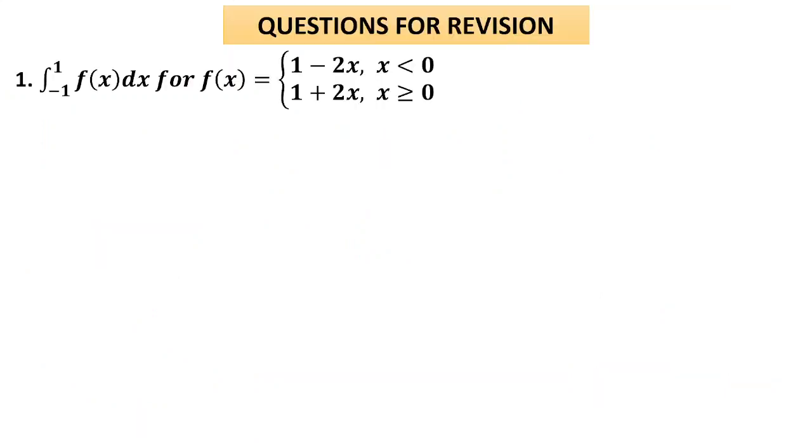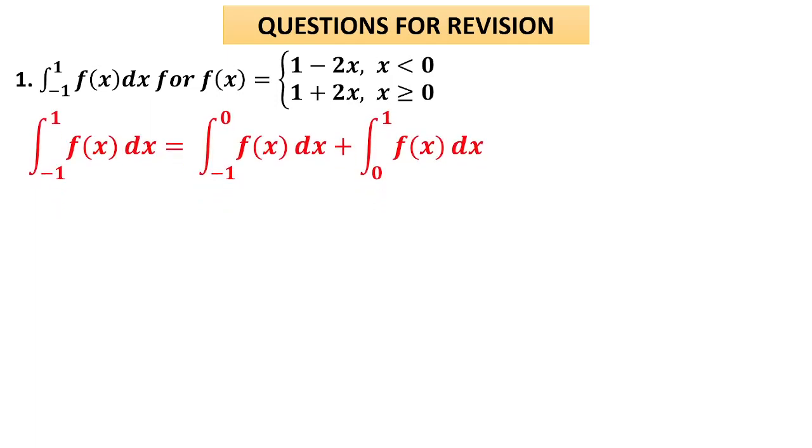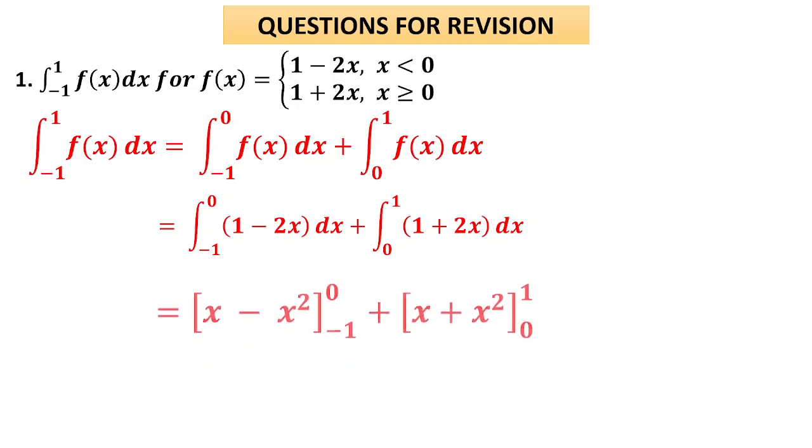Let us take this problem now, where f of x is defined for x less than 0 as 1 minus 2x and for x greater than 0 as 1 plus 2x. But they want the integration from minus 1 to 1. Therefore, we have to split the integral at 0, because at 0 the function is defined differently. Therefore, it should be from minus 1 to 0 and 0 to 1. From the given definition, from minus 1 to 0 it is 1 minus 2x and from 0 to 1 it is 1 plus 2x. Therefore, put it there now.